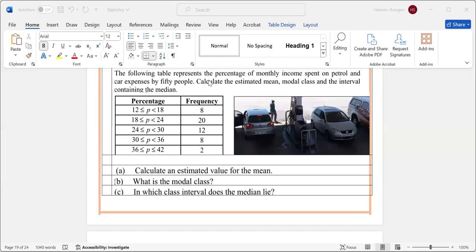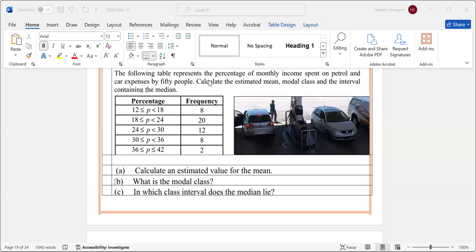We are given the following table, which represents the percentage of monthly income spent on petrol and car expenses by 50 people. Calculate the estimated mean, the modal class, and the interval of the median. So we're going to start with the mean.